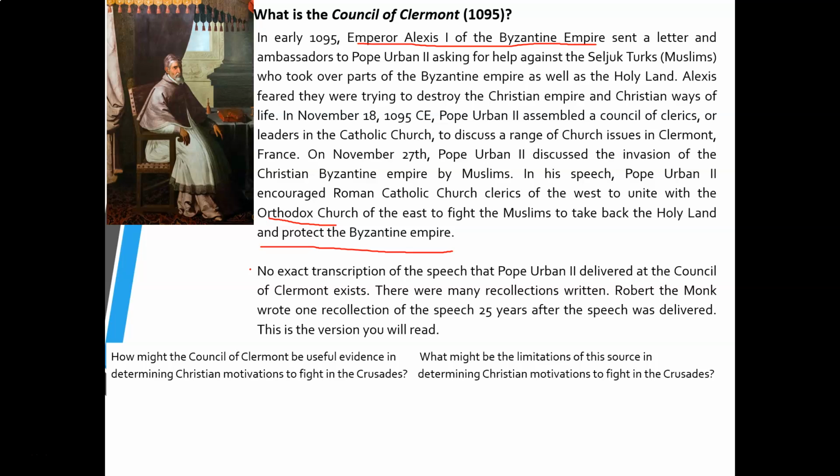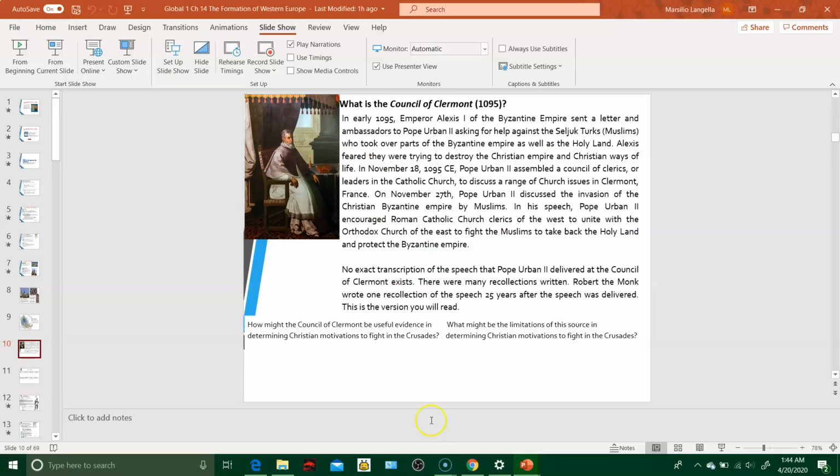I have an assignment, the Council of Clermont. It breaks down the different parts of the speech, and you are going to answer questions that go along with it. We're going to answer these questions that go along with the PowerPoint when you finish the worksheet. I just want to show you how the worksheet looks and what you need to do.